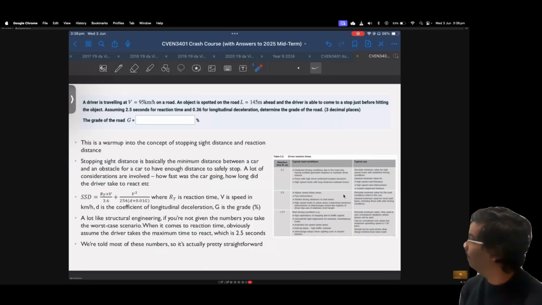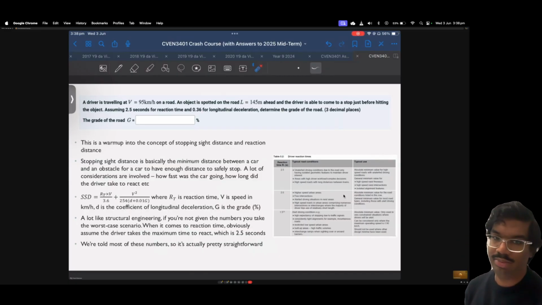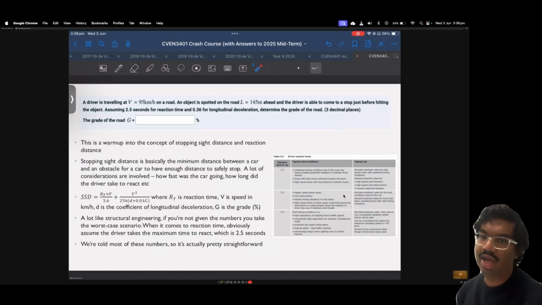And if you like tables, which I don't know if anyone does, the second half of the course has a lot of tables, so you need to understand all the tables. All right. So what is stopping sight distance?